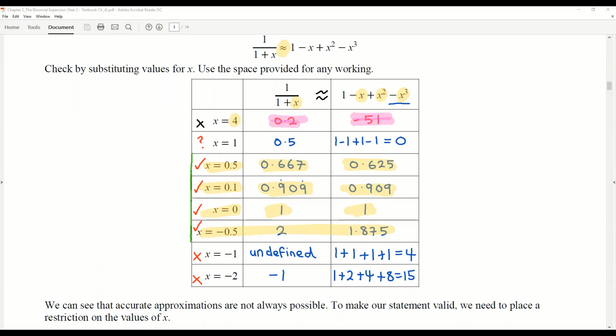Well, if we look at the right-hand approximation, if I just write out what we're actually doing here, we've got 1 subtract 0.5 plus 0.5 squared subtract 0.5 cubed, and plus lots more terms.